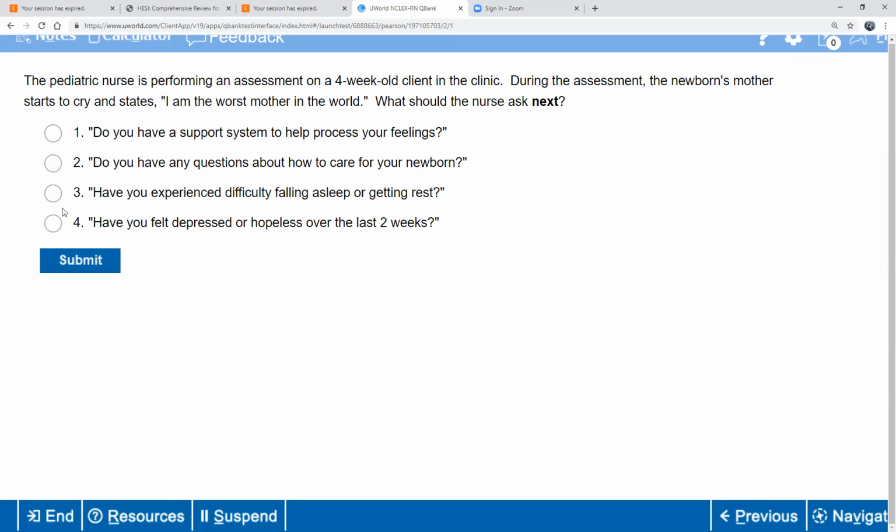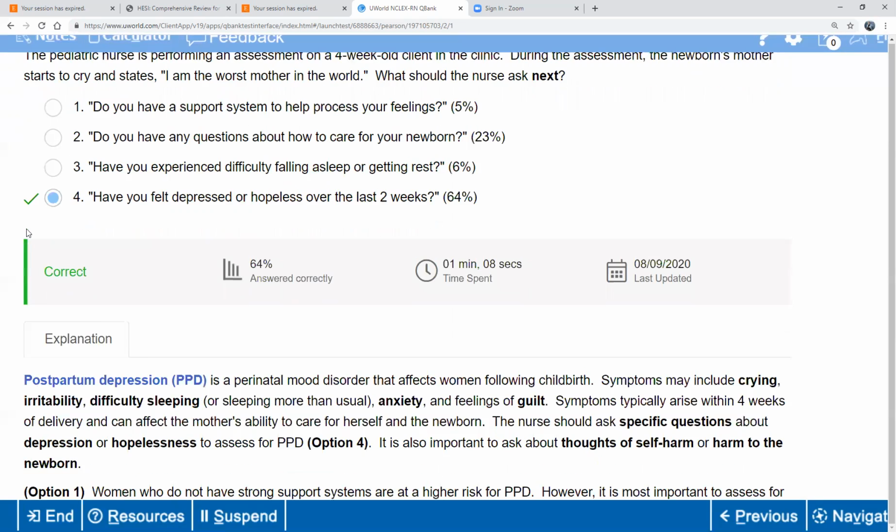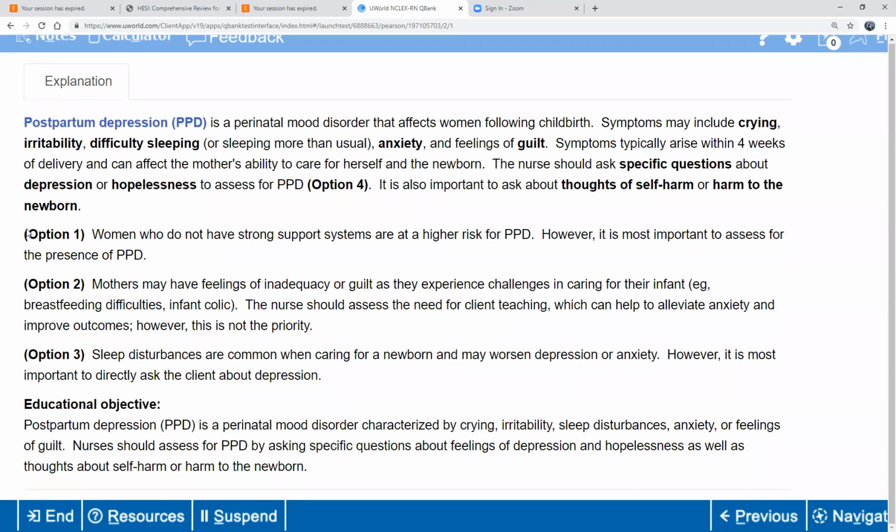Have you felt depressed or hopeless over the last 2 weeks? I think number 4. Yeah, I think so too. Good. Yeah, postpartum depression disorder by client. Okay, good.